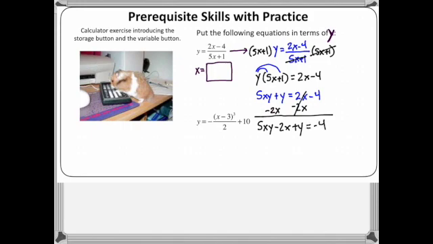Then I'm going to move everything that does not contain an x on over to the right-hand side. So I'm going to put this y over here, and that is going to cancel out, and we get 5xy minus 2x equals, well, let's put the y in front, negative y minus 4.